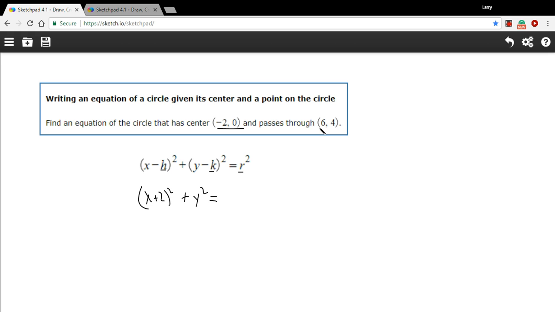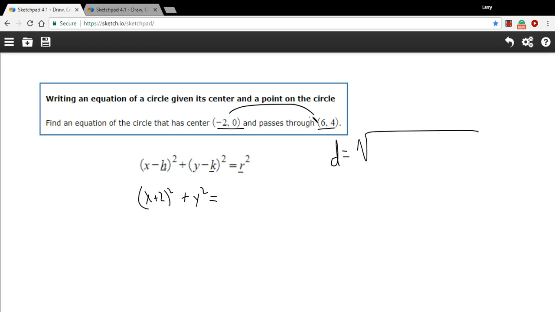Well, we're also told that the circle passes through this point, (6, 4). So the radius is going to be the distance of this center to this point. So we can use the distance formula for that. And remember, the distance formula says the distance is the square root of the difference of the x-coordinates squared plus the difference of the y-coordinates squared.